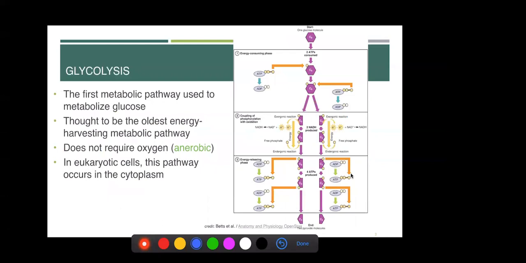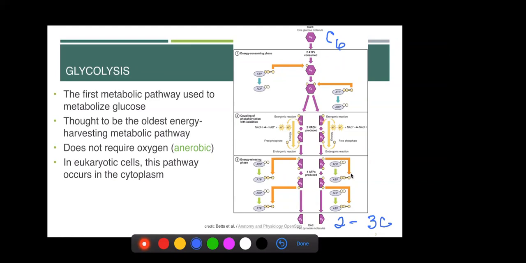Glycolysis, like I said, the pathway means to split sugar. This is the first metabolic pathway used. We are going to take our 6-carbon sugar, which is glucose, and we're going to split it into two 3-carbon molecules. This is thought to be the oldest energy harvesting metabolic pathway. It does not require oxygen. It is anaerobic.